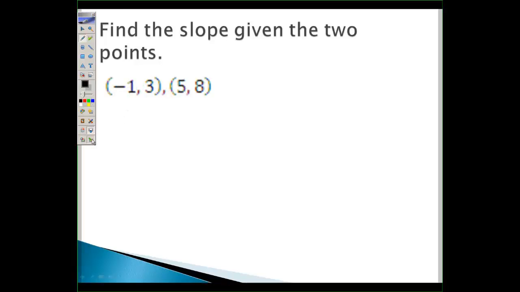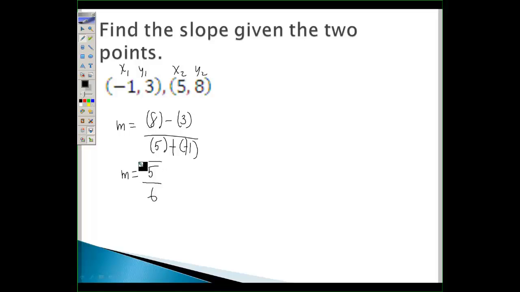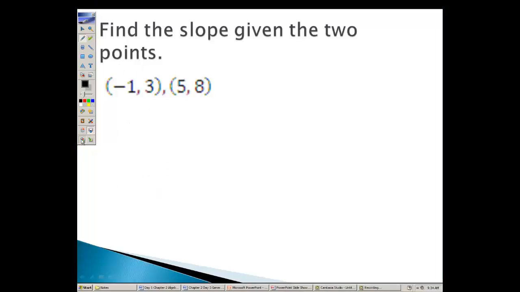We had the points -1, 3 and 5, 8. I'm not even going to write the formula up there. I know it's x1, y1, x2, y2. I'm going to say the slope must be equal to y2, which is 8, minus y1, which is 3, over x2, 5, minus x1, -1. Now you see how important those parentheses are on the bottom. The slope must be equal to 5 over 5 minus -1, which is the same as 5 plus 1, 6. My slope must be 5/6. Okay, there's another example for you.